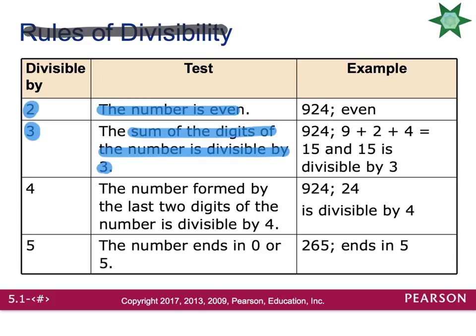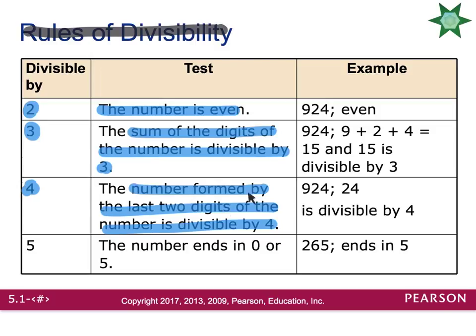Okay. For 4, we can say the number formed by the last two digits of the number is divisible by 4. So for 924, we only have to look at 24. We don't have to look at the 9 because all hundreds are divisible by 4. So we can just take off all the hundreds, everything above the second digit. So 24, 4 goes into it 6 times, right?